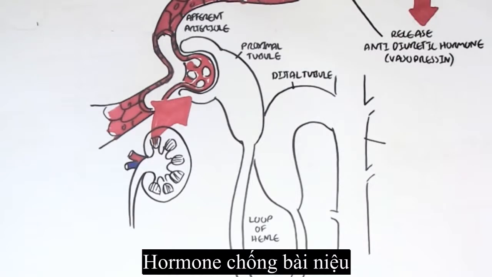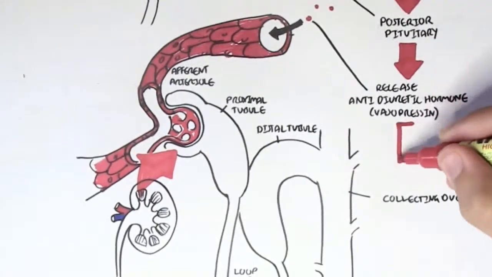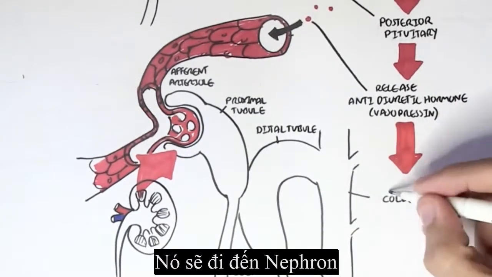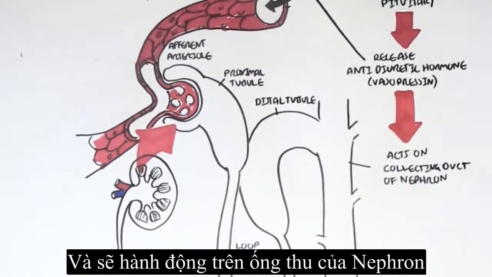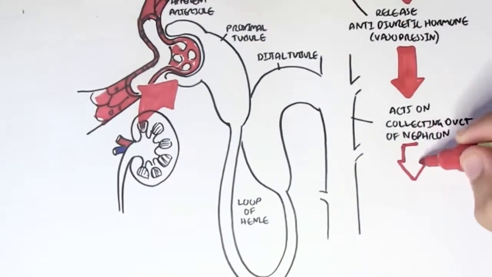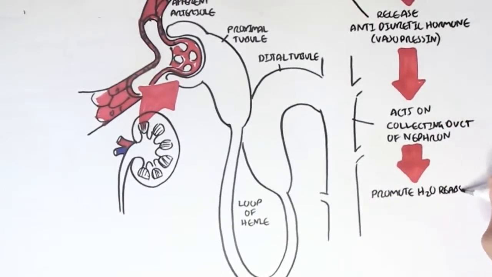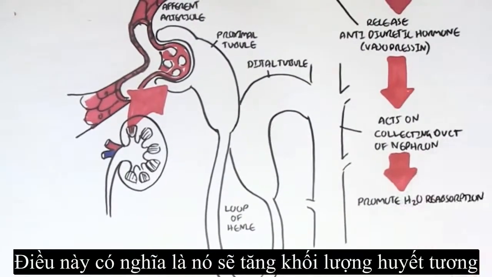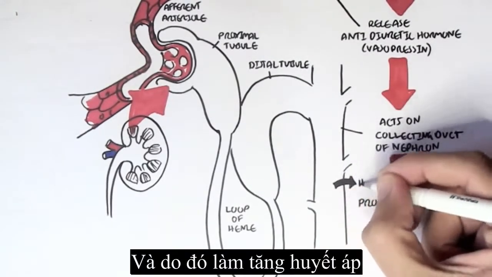Antidiuretic hormone gets secreted by the posterior pituitary in response to a decrease in blood pressure. It will travel to the nephron and will act on the collecting ducts of the nephron to promote water reabsorption. And by promoting water reabsorption, this means it will increase plasma volume and therefore increase blood pressure.